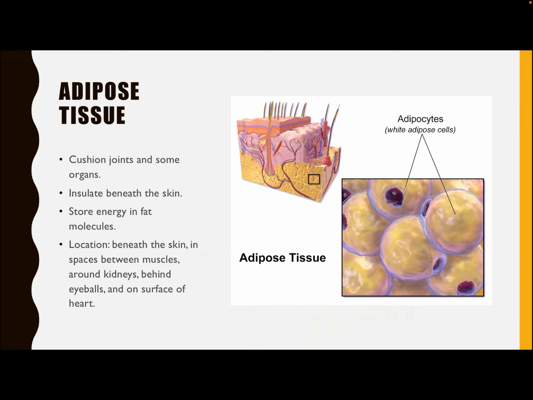Adipose tissue cushions joints and some organs, and the location is beneath the skin, in spaces between the muscles, around the kidneys, and so forth. And adipose tissue stores energy in fat molecules.